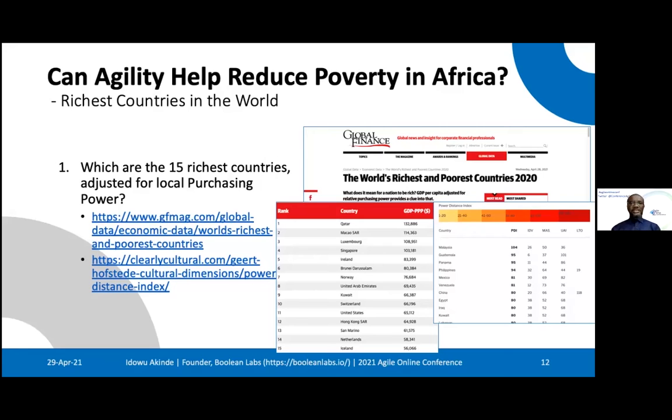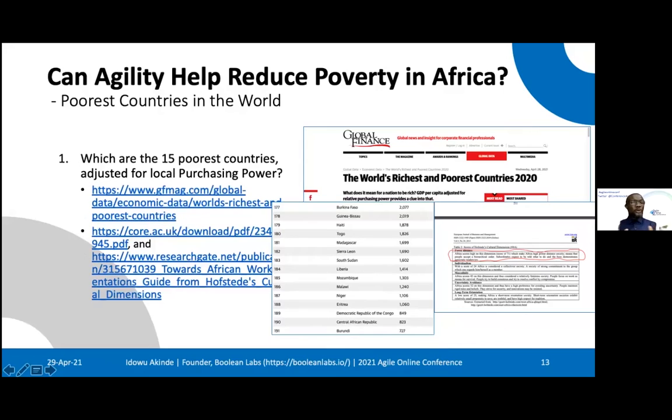The next slide is the inverse. So now let's look at poor countries. And now we're not looking at Africa just yet. We haven't started discussing Africa. This is just poor countries. In the next slide, we'll take a narrow view on Africa. But for now, we're still discussing poor countries. So again, the same URLs, right?